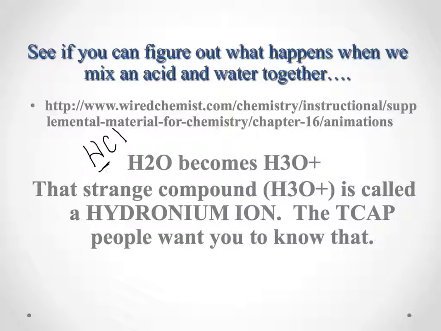HCl. So this hydrogen actually breaks apart from the chlorine, and it goes over and hooks up to the H2O. That is really cool, because then the H2O actually turns into H3O, and it is an ion. You notice you've got your plus charge there, and that has a really unique name. That strange compound, the H3O plus, is called a hydronium ion.